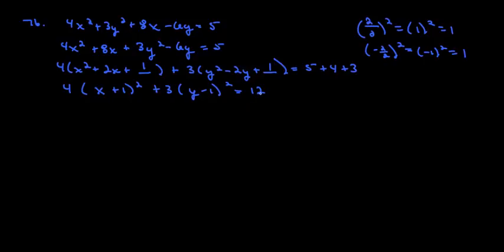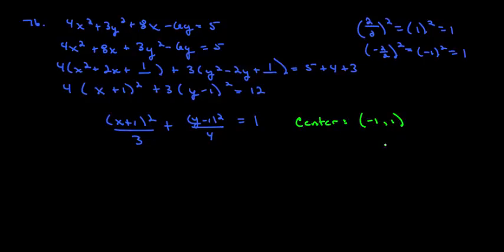Now I want to get this equal to just 1. So this is going to be y minus 1 squared over 4, because I'm going to divide by 12. And so I'm dividing everything by 12, right? This is going to be x plus 1 squared over 3. Now that we've got it in that form, we can verify where the vertices, the focal points, and the center are. So again, the center is at negative 1, positive 1. So we'll draw that out.